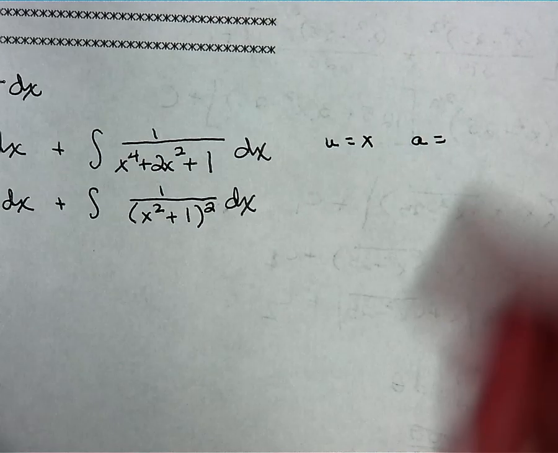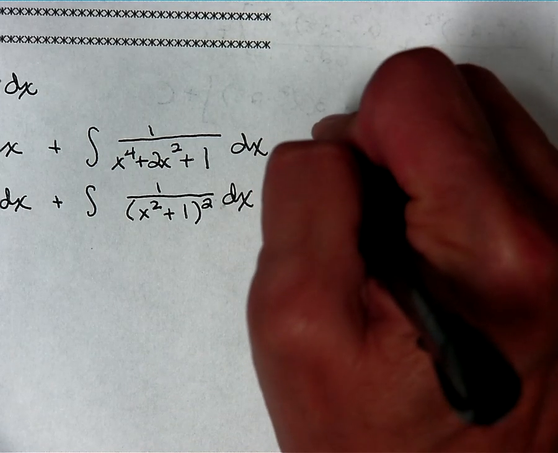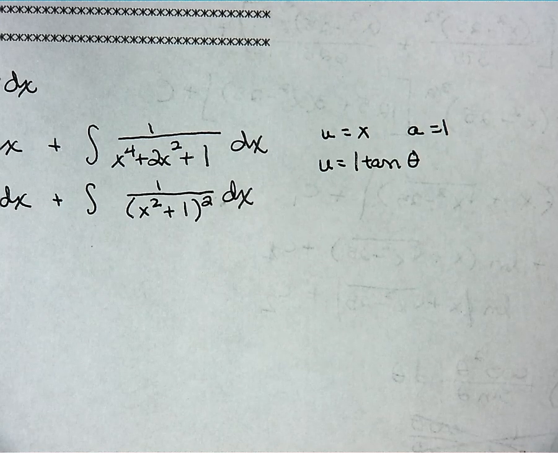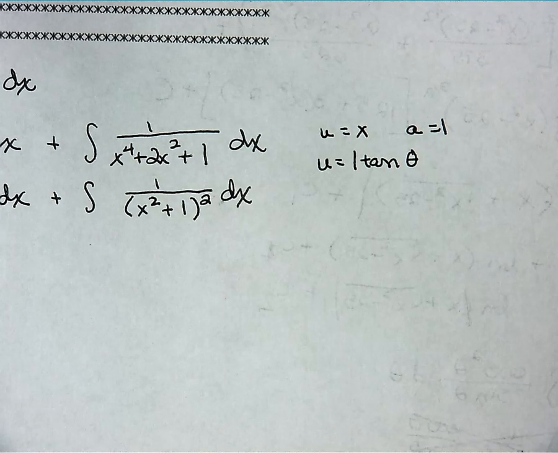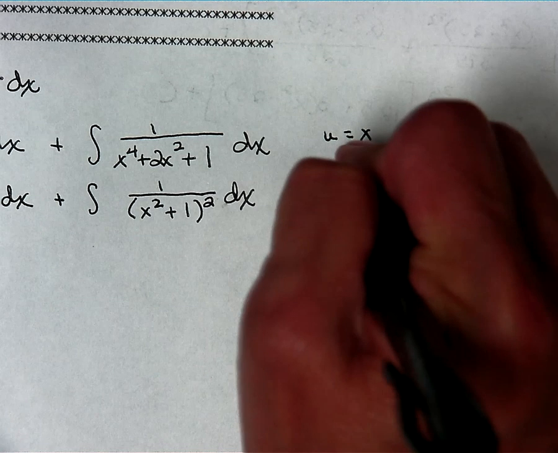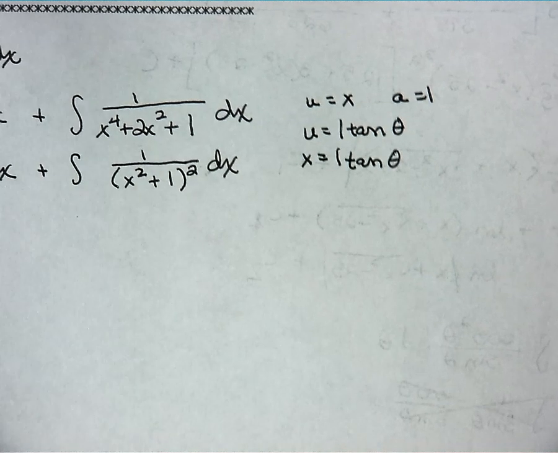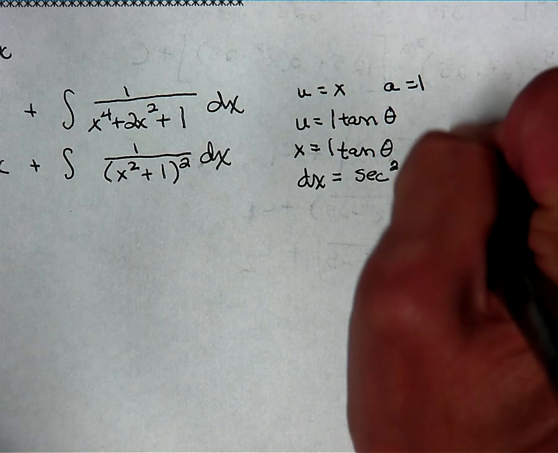So if I let u be x, and a be 1, then... Oh, I figured out that the trig substitution I want is u equals a, which is 1, tangent theta. And if u is 1 tangent theta and u is x, then x is 1 tangent theta. And I'll stop writing that one at some point. If that is x, then what's dx? Secant squared theta d theta.